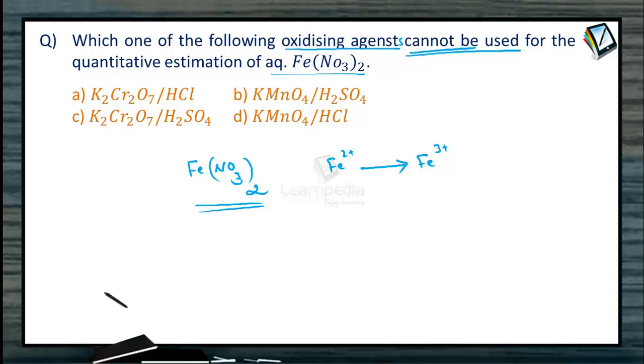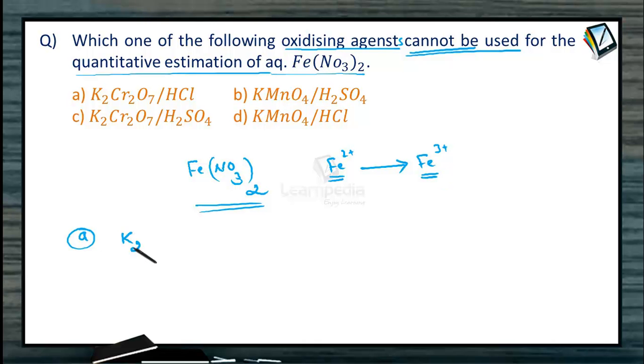The oxidizing agent selected should oxidize only ferrous into ferric but not the other ions, because we want to go for the quantitative estimation of ferrous salt, for which purpose the oxidizing agent selected should oxidize only ferrous ion into ferric ion but no other ion, so that the oxidizing agent is involved in bringing about the oxidation of ferrous to ferric but no other reducing agent. So let us begin with A.